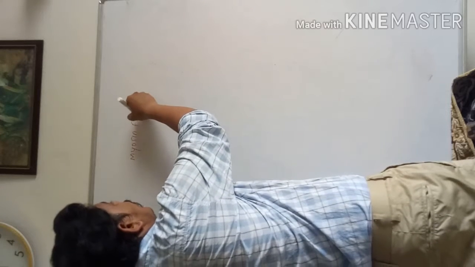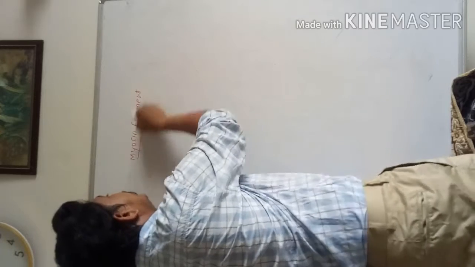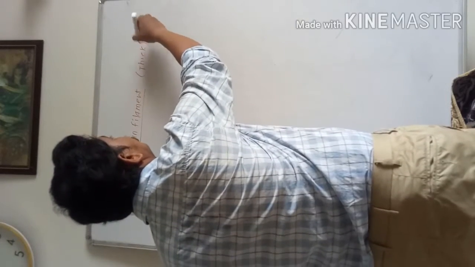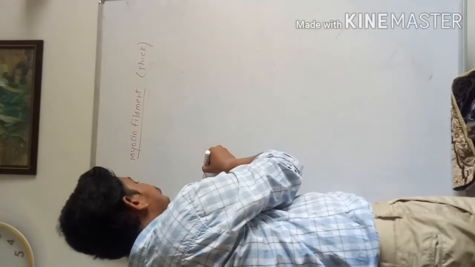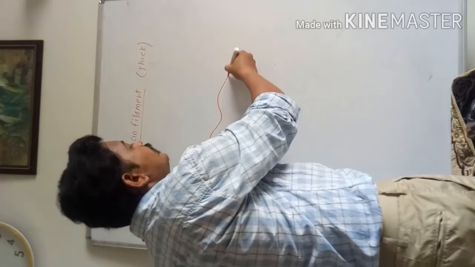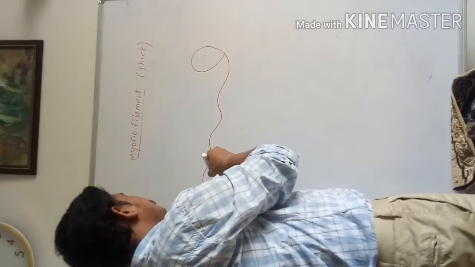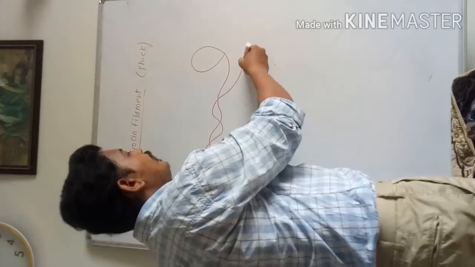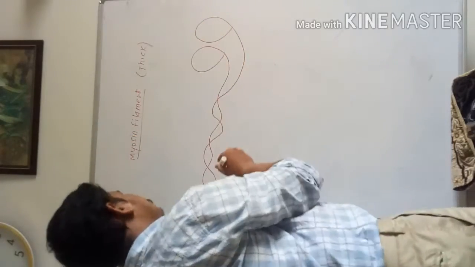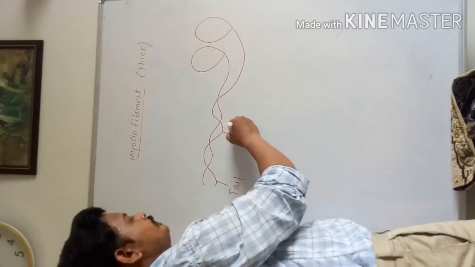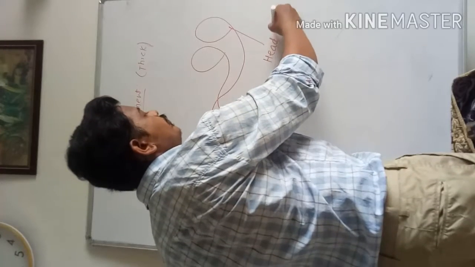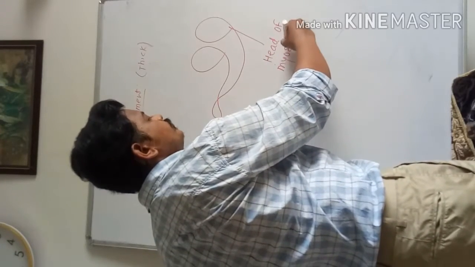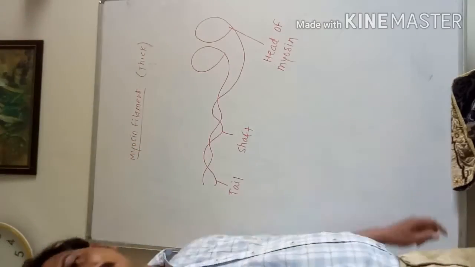Now see the myosin filament. Myosin filament is also called the thick filament, while actin is also called the thin filament. See the structure of myosin. Myosin is formed by two parts. One is the tail, another is the head. This is the head of myosin. This is the body of myosin. This is again a head of myosin. These are the heads of myosin. This is the tail of myosin. This is the shaft of myosin. This is the head of myosin. Okay. So this is the structure of myosin.